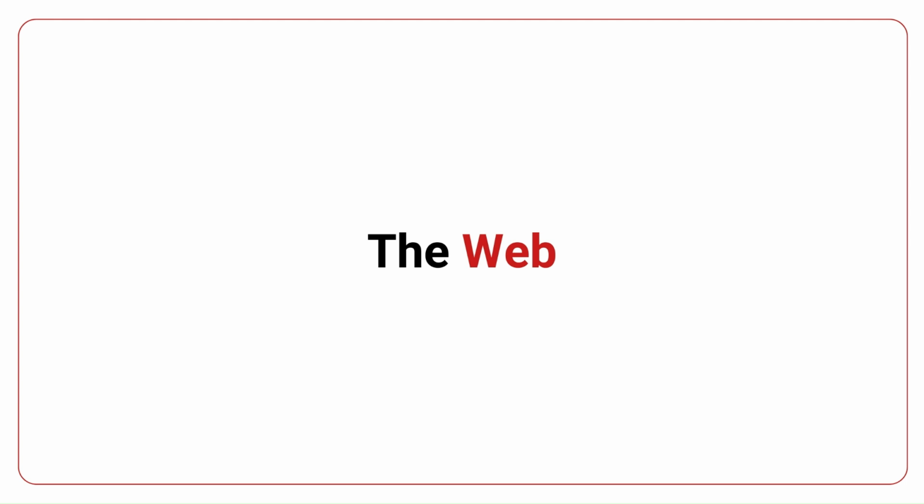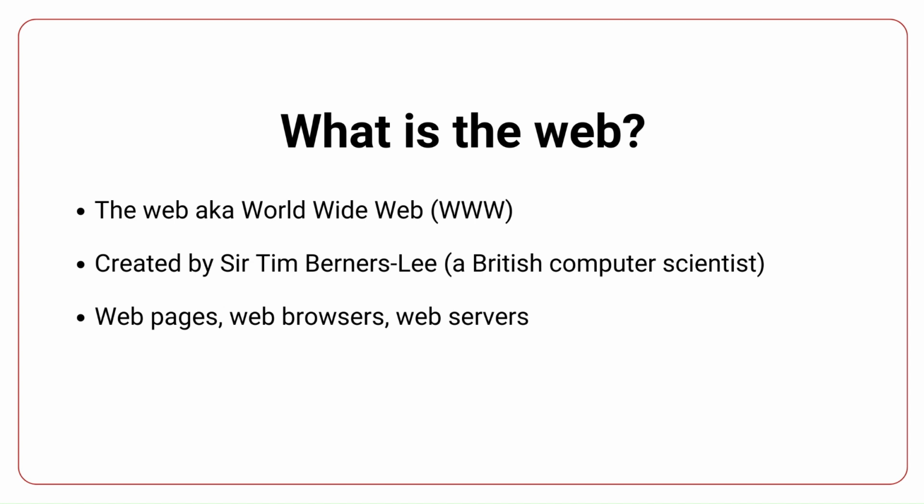But what actually is the web? The web is also known as the World Wide Web, or WWW for short, and it was first created by Sir Tim Berners-Lee to efficiently share and access information worldwide. Three key components of the web are web pages, web browsers, and web servers. So, what is a web page?